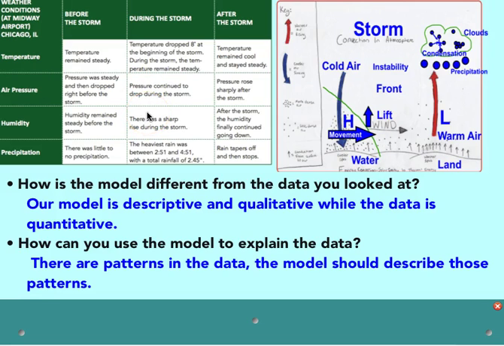while a model is descriptive and qualitative, the data is quantitative. So we're looking at this and it's just, this is what it is. We're not making guesses. We're not trying to predict what will happen. This is what the graph tells us. This is what the data tells us.